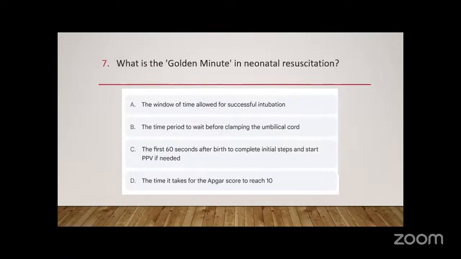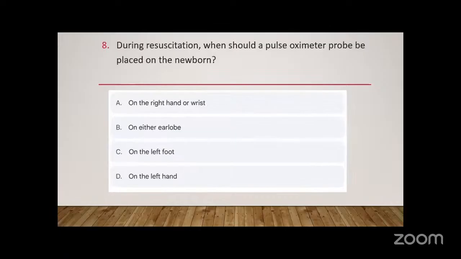What is the golden minute in resuscitation? A little tip was in the last slide. Somebody has said C. C is correct. The first step, that is the initial 60 seconds after birth and the start of PPV if necessary.